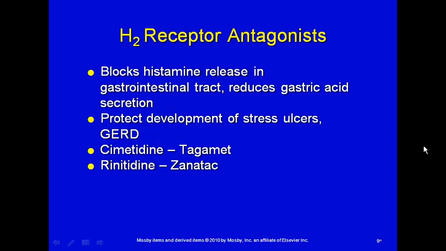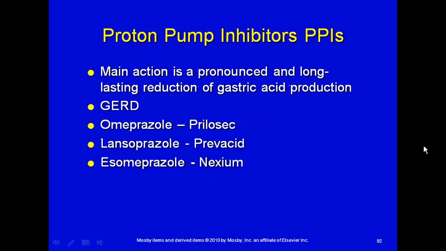H2 receptor antagonists. These block histamine release in the GI tract, and so it reduces gastric secretion. And H2 receptor antagonists are used to treat stress ulcers, used to treat gastric reflux disease. And one of the earlier H2 receptor antagonists was cimetidine, which is Tagamet, and then ranitidine, which is Zantac.